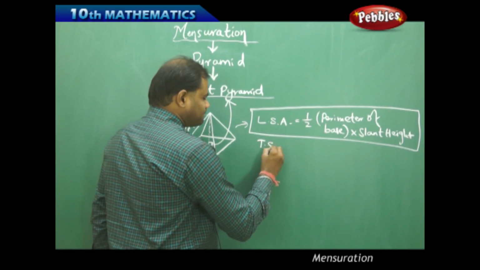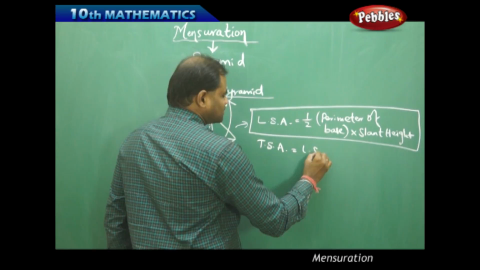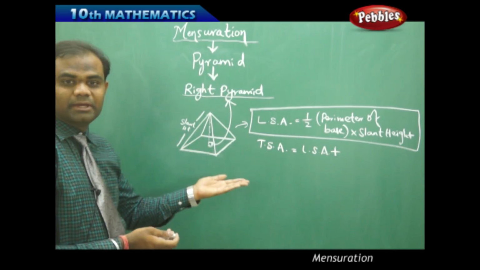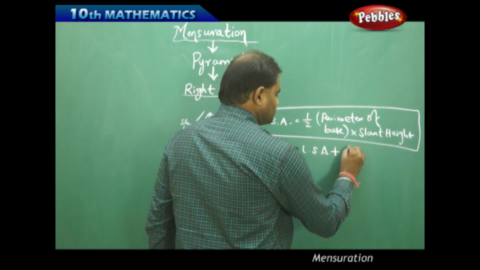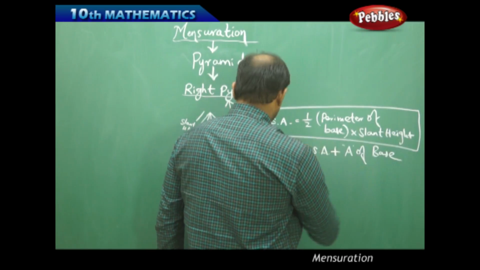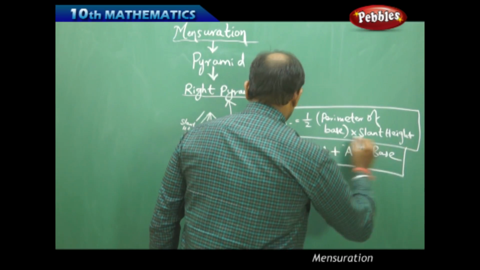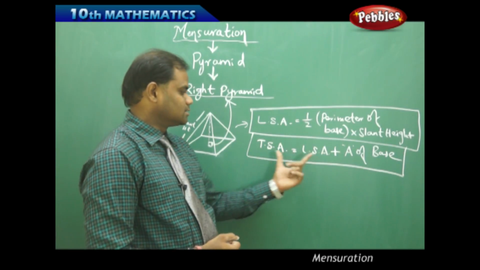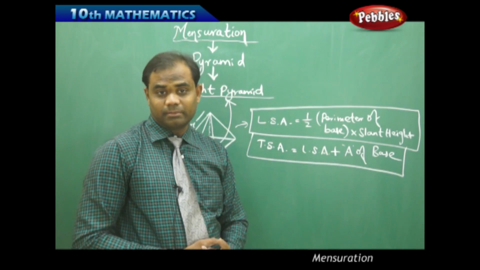Similarly, the TSA is nothing but the lateral surface area which is taken horizontally plus the area of the base, which is a rectangle here, is how we derive the formula for the pyramid. The TSA is LSA plus area of base.